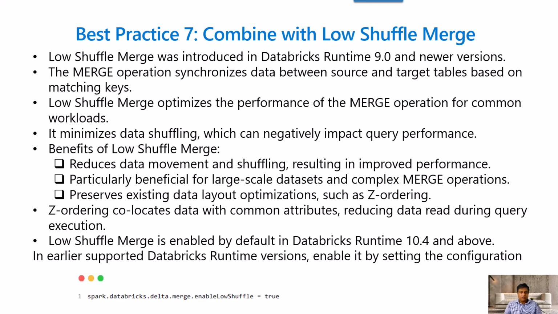Low shuffle merge is enabled by default in Databricks Runtime 10.4 and above. And in the earlier versions, if you want to enable it, you can enable it with this option: spark.databricks.delta.merge.enableLowShuffle equal to true.